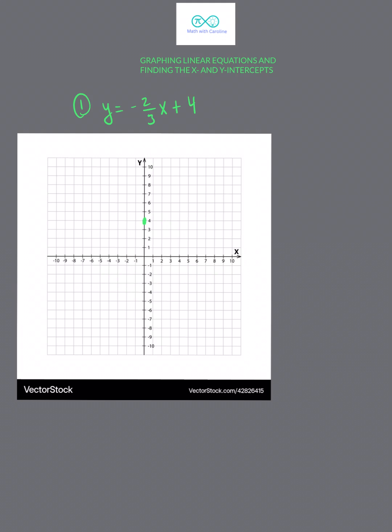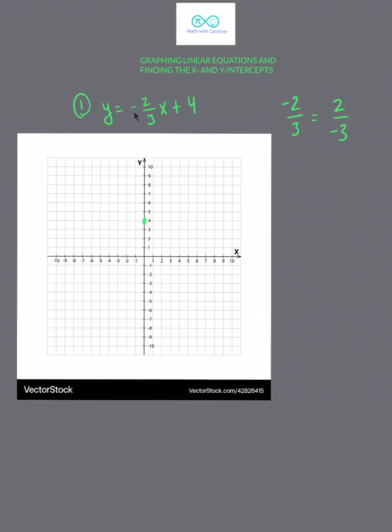And our slope is negative 2/3. That means that we could look at it as a negative 2 over positive 3 or a positive 2 over a negative 3. That means that we can go down 2 and right 3, or we could go up 2 and left 3. Remember that down is negative, up is positive, right is positive, and left is negative.